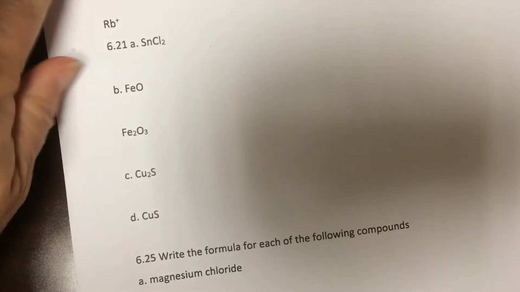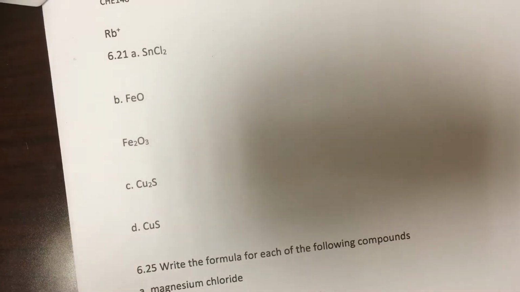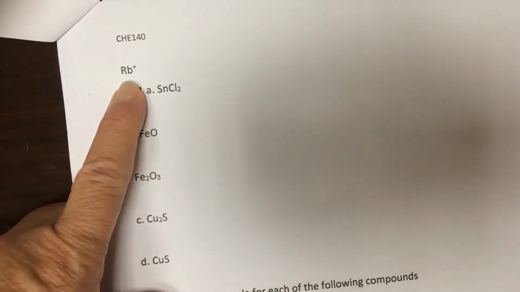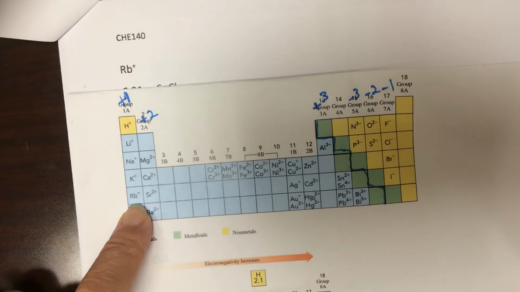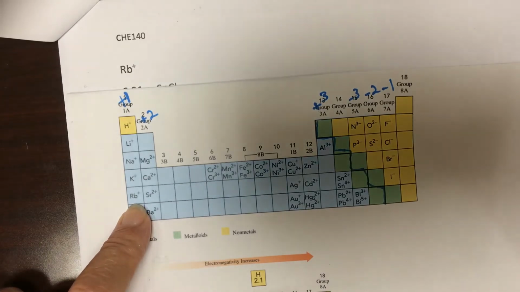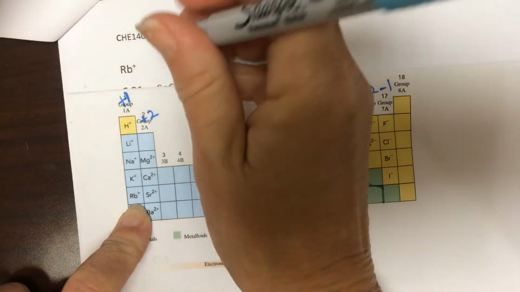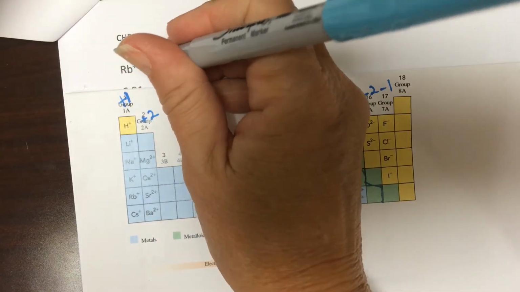So let's practice. This one was put in here as a trick. It's rubidium. If we look at rubidium on our periodic table, it's in the first column, and so it doesn't need a Roman numeral, and so we just write rubidium.